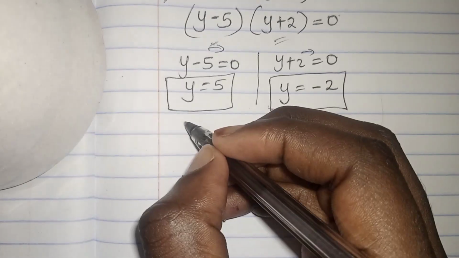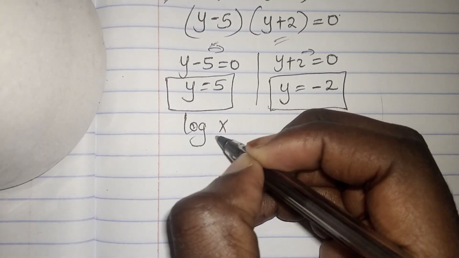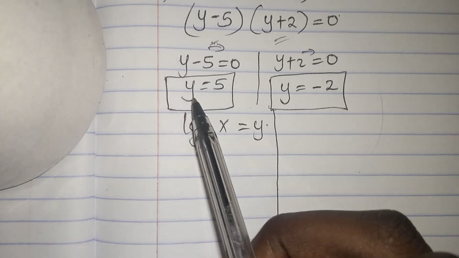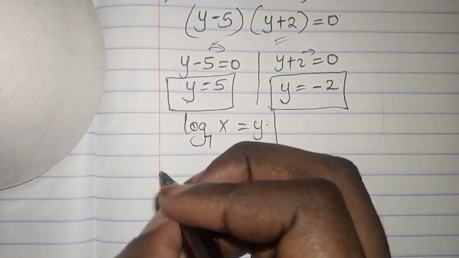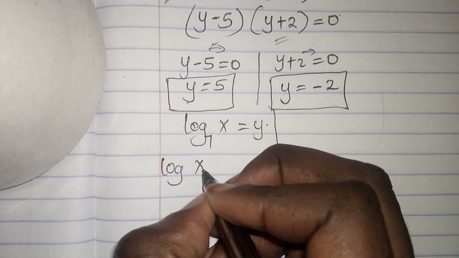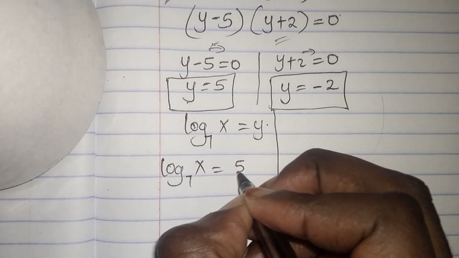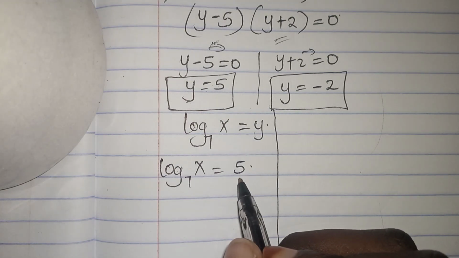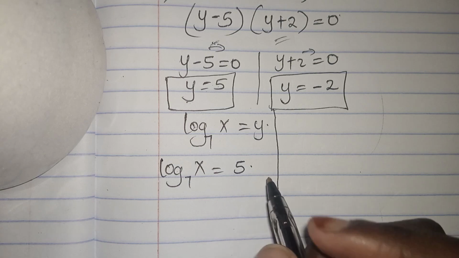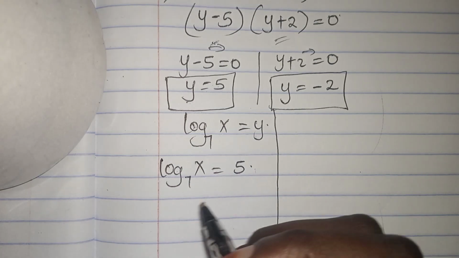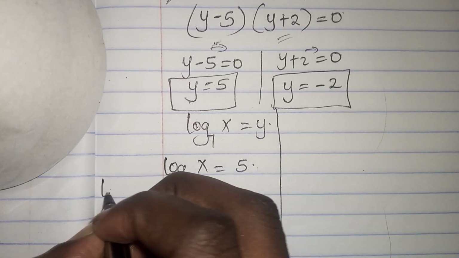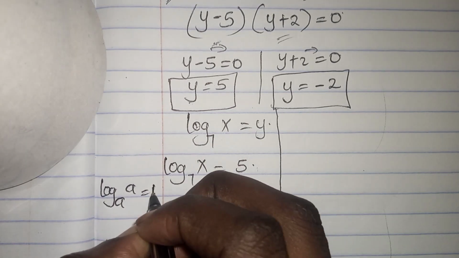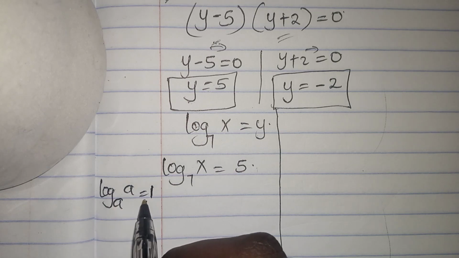Remember, we had said log x base 7 equals y. So we shall begin with y as 5. So log x base 7 equals 5, right? So we have log on this side, but on this side we don't have log. So we are going to introduce log on this side. So we will use this rule: if you have log a base a, it is equal to 1. So log a base a equals 1.